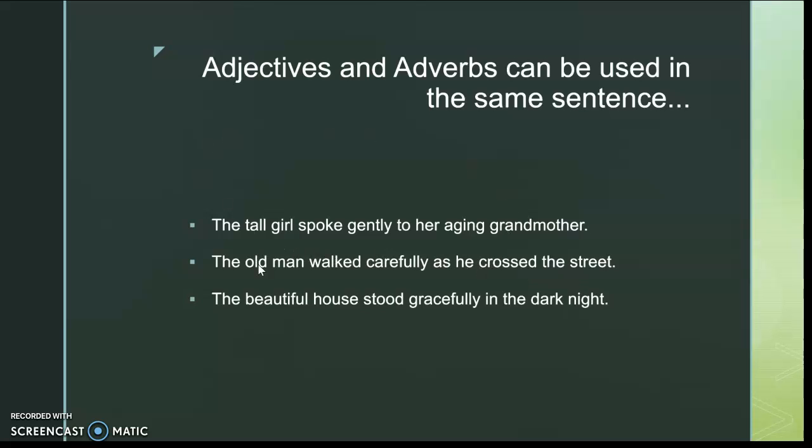Okay, there's another case again. Our last one, the beautiful house stood gracefully in the dark night. House, what word is describing the house? Beautiful. The house did what? It stood. Houses can lean, houses can stand, houses can tilt. This one says stood. Stood how? Gracefully. Gracefully is describing stood, which is our adverb describing our verb. Dark night. Dark is describing our night. Hopefully this helps to clear up any misunderstandings, confusion you have about adjectives and adverbs.